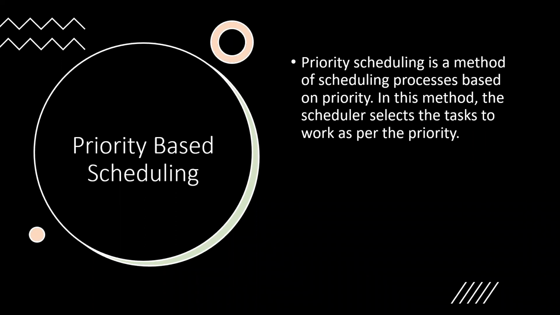We have the priority-based scheduling. This is the method of scheduling processes based on priority. In this method, the scheduler selects the task to work on as per the priority. Priority scheduling also helps the OS to involve priority assignments. The processes with higher priority should be carried out first, whereas jobs with equal priorities are carried out on a round robin or first come first serve basis. Priority can be decided based on memory requirements, time requirements, and others.